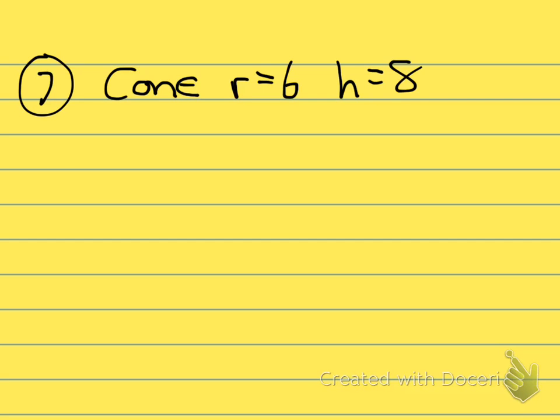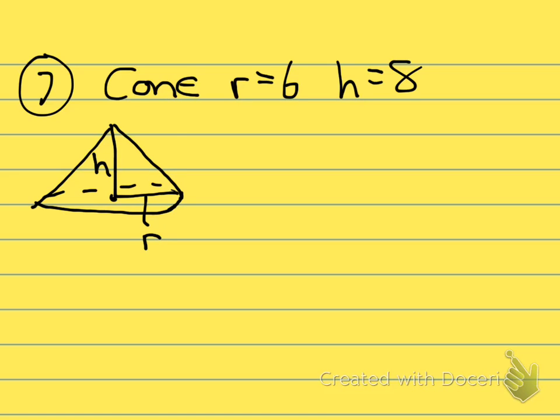On problem number 7, we have a cone. And the cone has a radius of 6 and a height of 8. Well, you should know that a cone has a radius, it has a height, and like a pyramid, it has a slant height. And what you have then is radius squared plus height squared equals slant height squared.